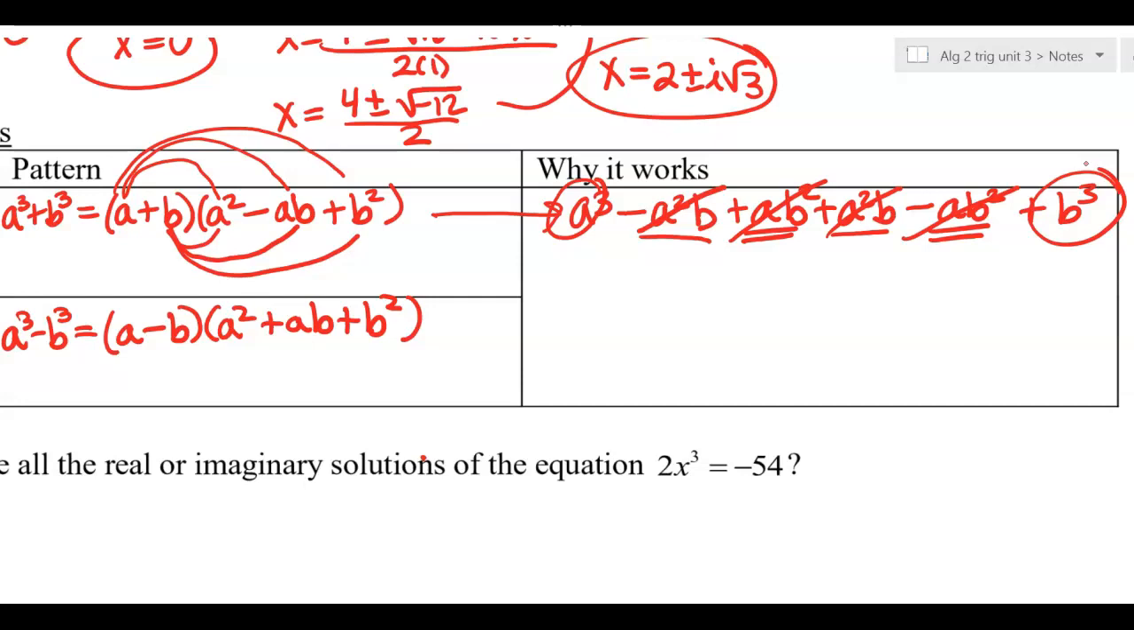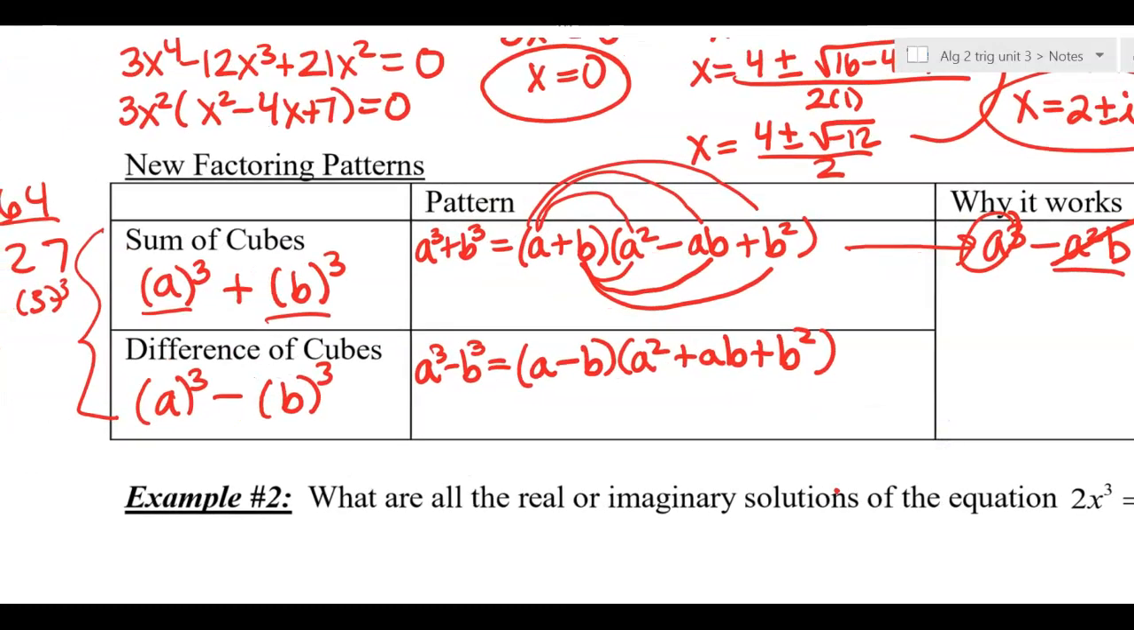You would have a cubed at the beginning and you'd have a negative b cubed at the end, but it would be just the right amount of signs so that all the things that worked out to have the same powers of a and b cancel each other out. Is that okay with everybody how this works? All right, so we want to know these patterns.